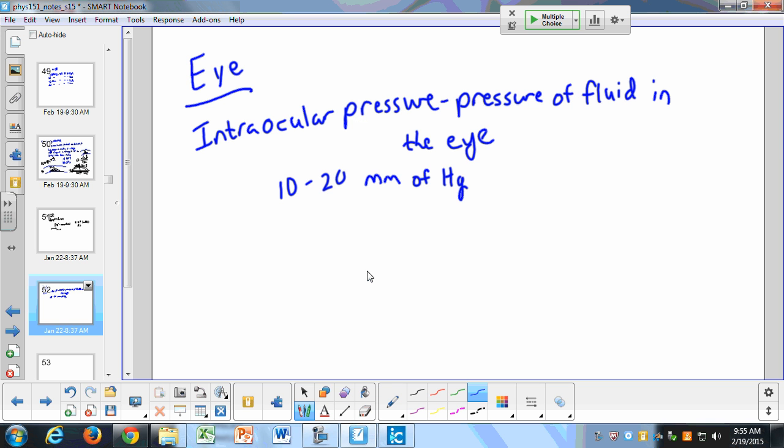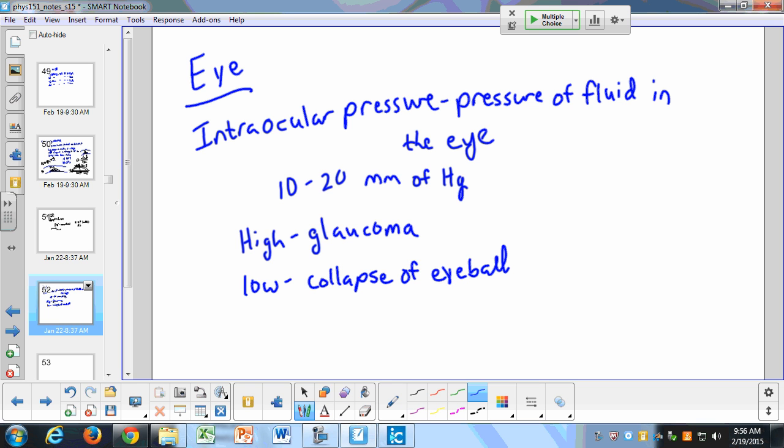You can have a couple of medical problems with your eye. High pressure, if you have too much intraocular pressure, this is called glaucoma. And too low of a pressure, then you can just have a collapse of the eyeball, because it's not a rigid structure, there's nothing holding it out except for the pressure inside of it. So if it's too low, then it'll just collapse.